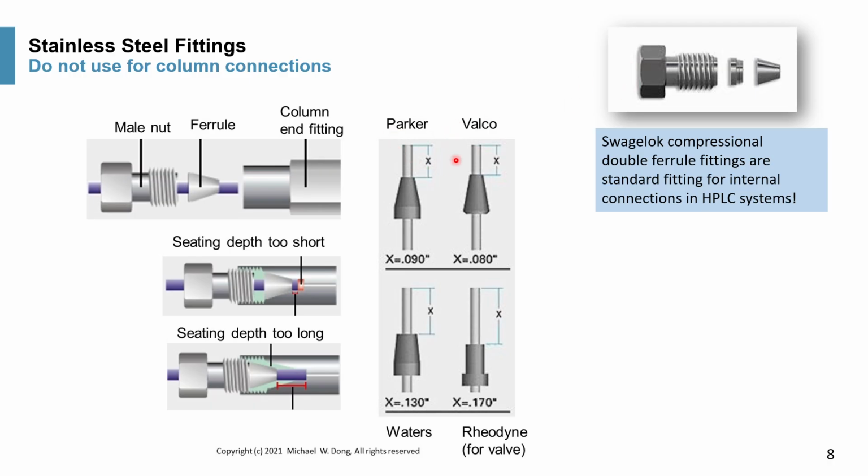Valco also makes a fitting which has a different insertion depth, and Waters has their own fitting, with a different depth and a different shape of the ferrule. So there are different types. The best way to avoid this in column connection is to use the finger-tight resealable fitting, which is the most convenient.